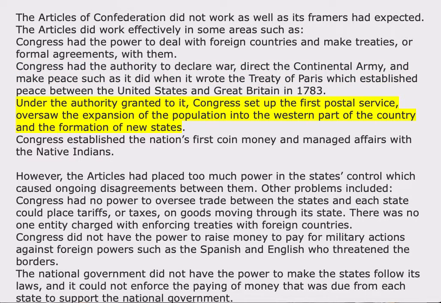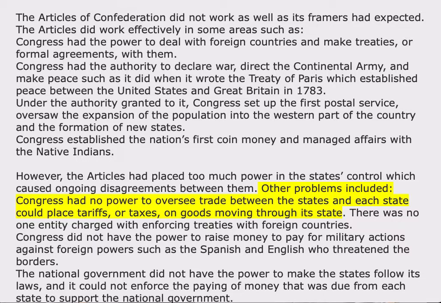Under the authority granted to it, Congress set up the first postal service, oversaw the expansion of the population into the western part of the country, and the formation of new states. Congress established the nation's first coin money and managed affairs with the native Indians. However, the Articles had placed too much power in the states' control, which caused ongoing disagreements between them.